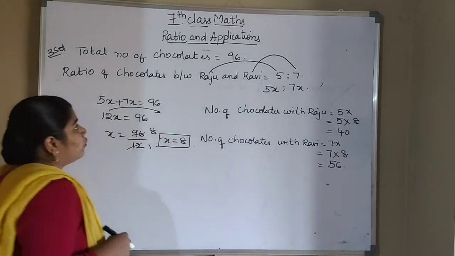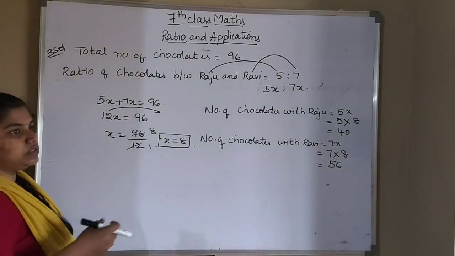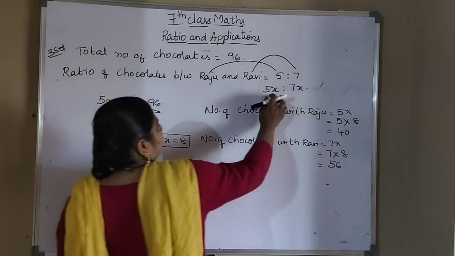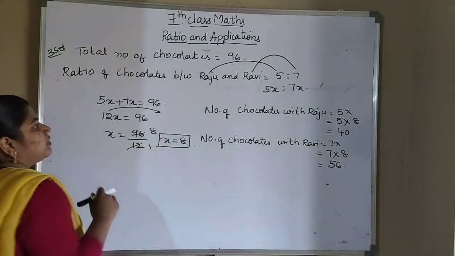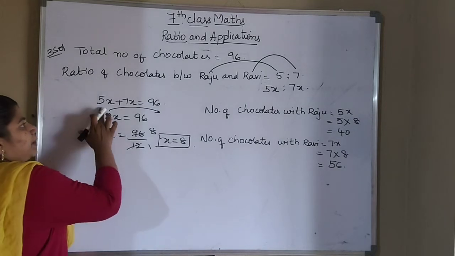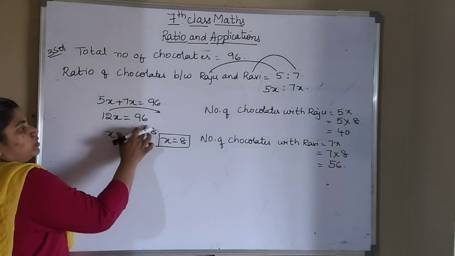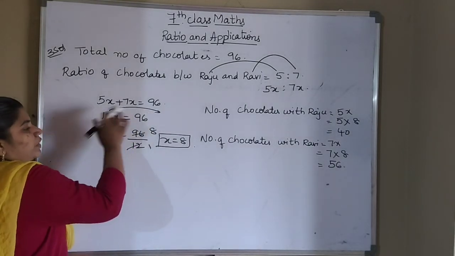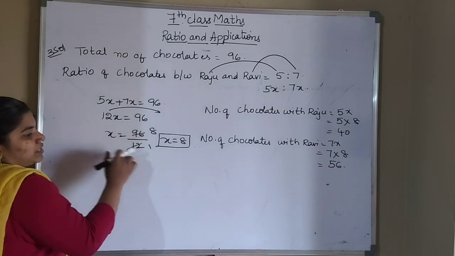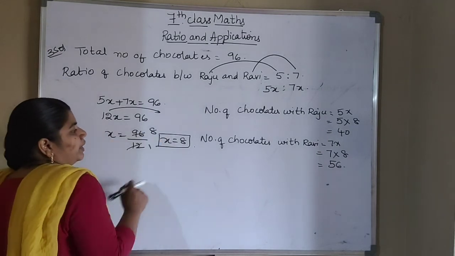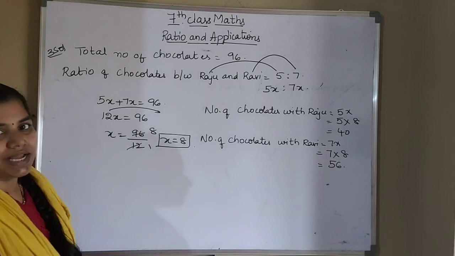Okay. So now what they told is the total number of chocolates, which means we have to add. So I'm adding these two values, that is 5x plus 7x is equal to 96. 5 plus 7 is 12x is equal to 96. I'm sending this 12 to the other side. x is equal to 96 by 12. 12 ones are 12, 12 eights are 96. So what is the x value? You got it as 8.